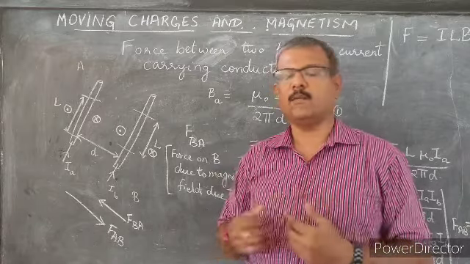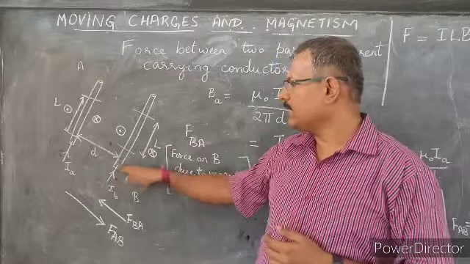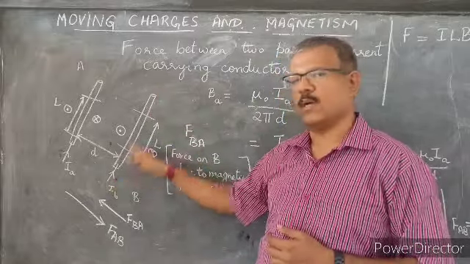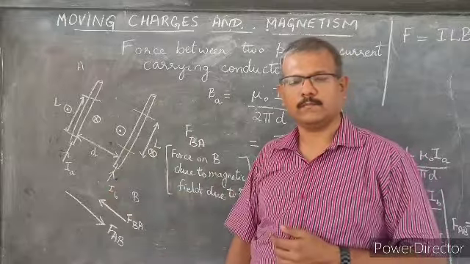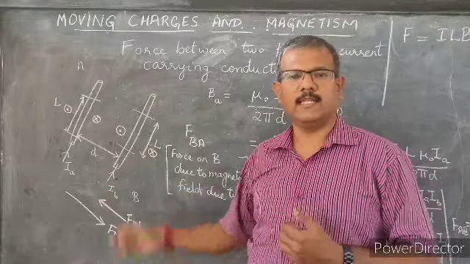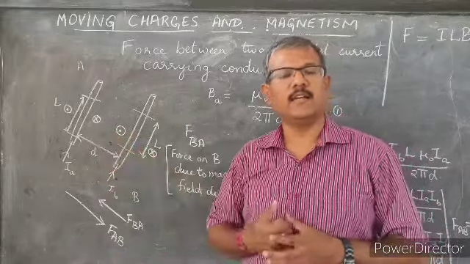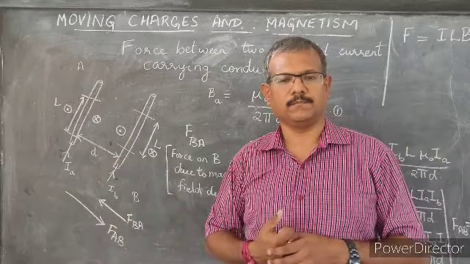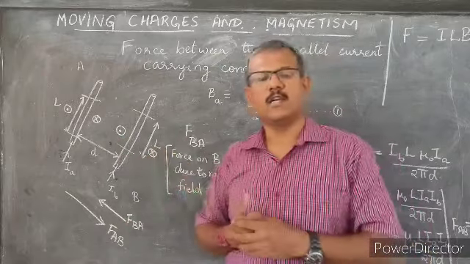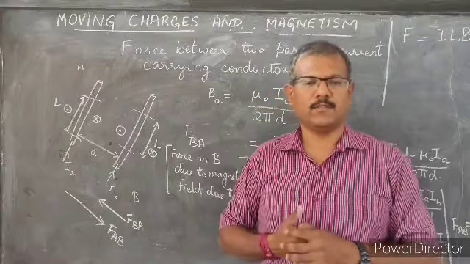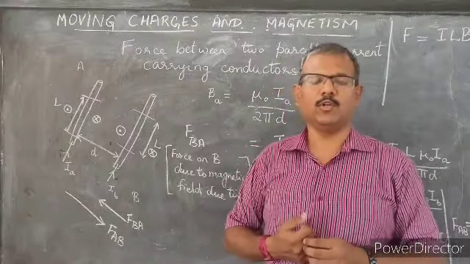Now you can tell me what happens if I make this current flow downwards in this particular conductor. Obviously now the forces being felt will be that of repulsion. The two conductors will repel each other. So this is an important point to note.